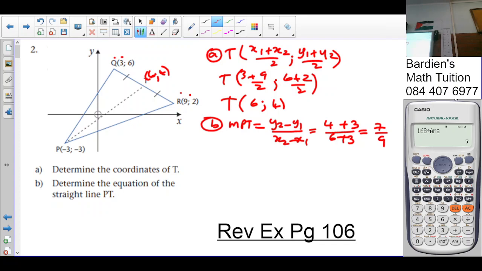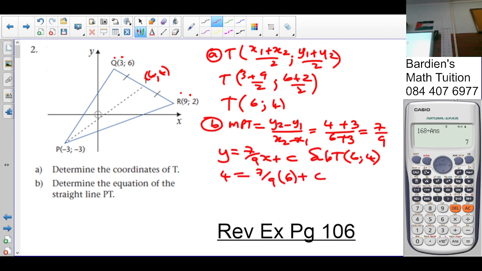Okay? So that now gives us y is equal to 7 over 9x plus c. At this point we substitute either T or P. I'm going with T, which is 6 and 4. There's an x and a y. So 4 is equal to 7 over 9 times 6 plus c. So 7 over 9 times 6 is going to give you 14 over 3. Is that correct? So it's 4 minus 14 over 3 equals c, which implies that c is equal to negative 2/3. The equation is y is equal to 7 over 9x minus 2 over 3.